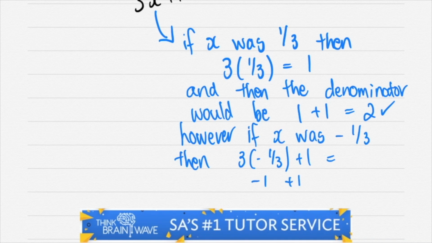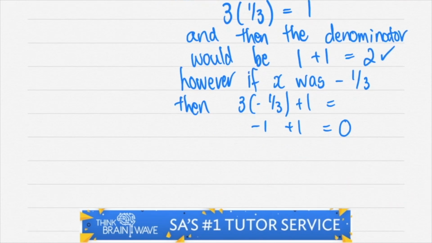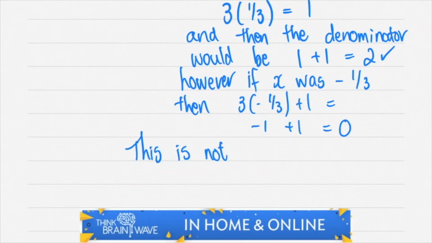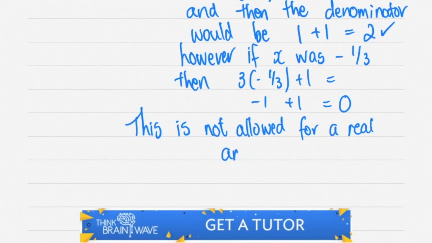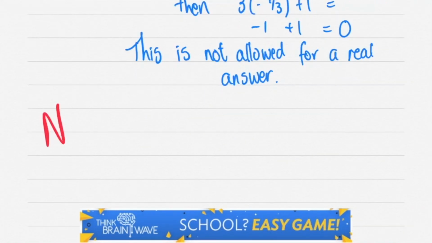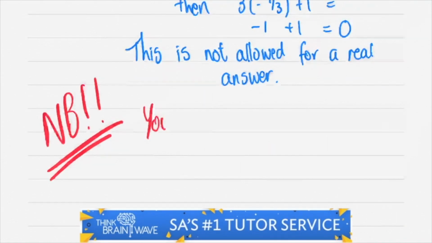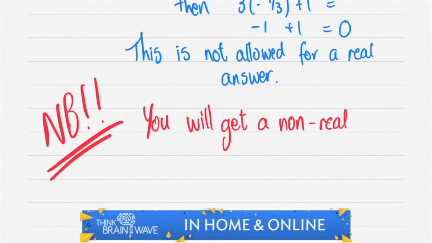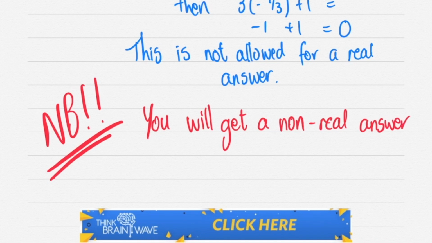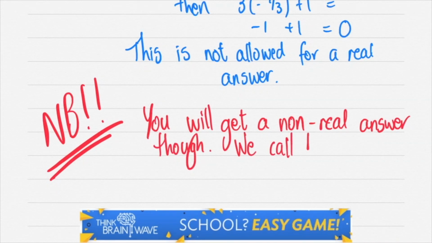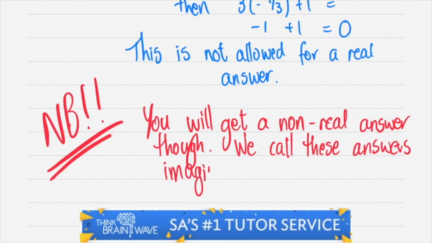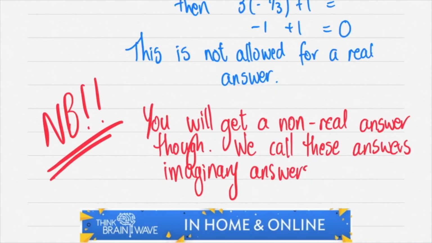Now, a negative 1 plus 1 gives you 0, and a denominator cannot be equal to 0 for real numbers, because it actually gives you an unreal number. So, take very good note of this. You will actually get an answer, but it's a non-real answer. Okay? So if somebody says to you, no, you cannot divide by naught, they are lying, but theoretically, at this stage of your education, you are not supposed to use 0.